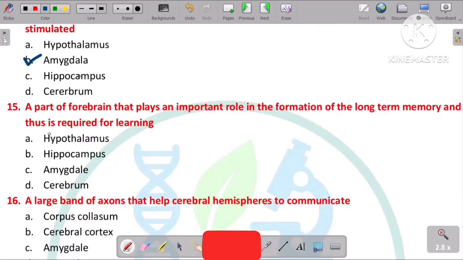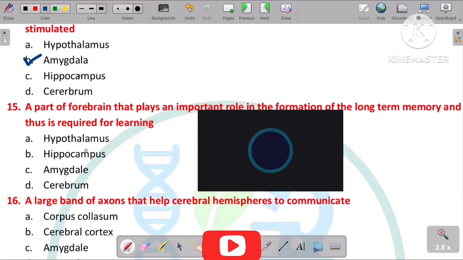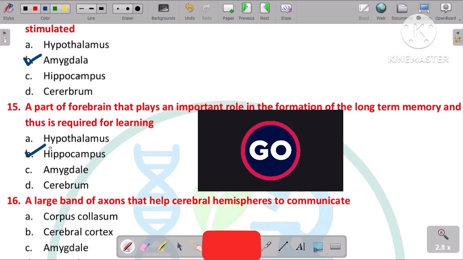So the next question is: a part of the forebrain that plays an important role in the formation of long-term memory, and is thus required for learning. So the options are, so the right option is option B, hippocampus.